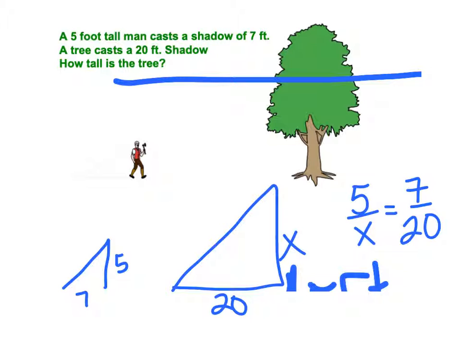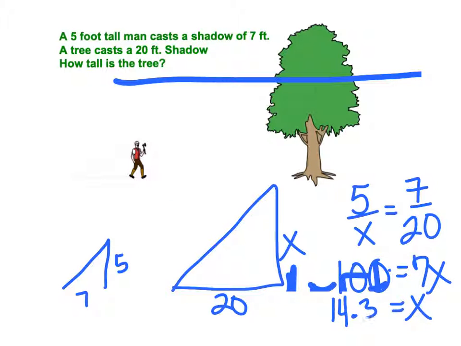And now you're going to multiply 5 times 20 to get your 100, and 7 times x gives you 7x. Divide both sides by 7, and you end up with the height of the tree, which was 14, and I'll round to the tenth place, 14.3 feet. You certainly don't want to get up on a ladder and measure that thing. And so similar triangles is super helpful in safely measuring the height of tall objects.